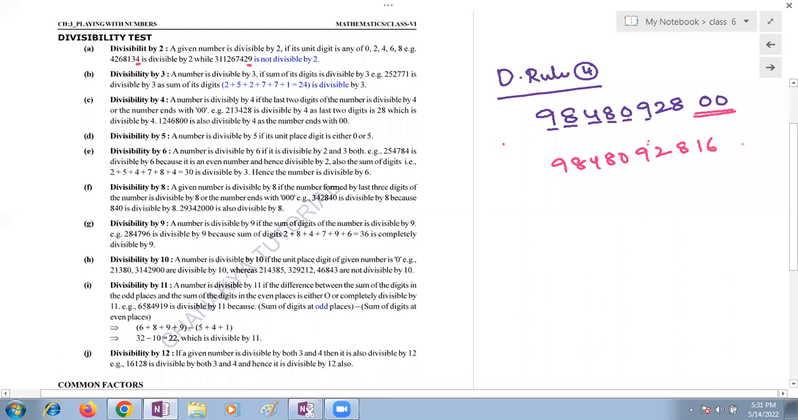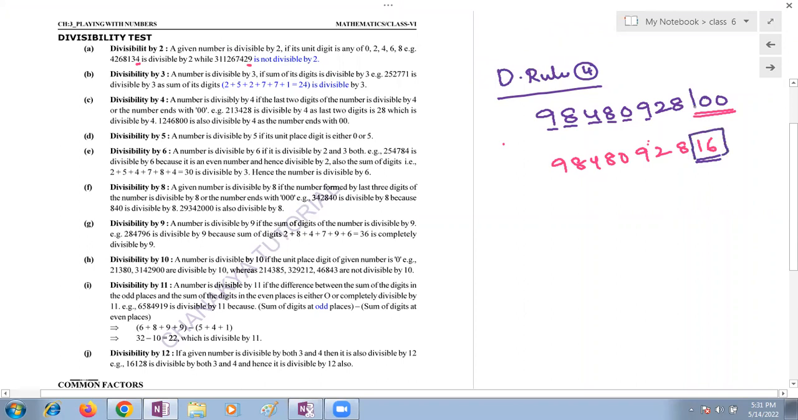Or my another phone number was 98480 9286016. In this case, what are my last two digits? 16. 16 is divisible by 4. So we can say it is divisible by 4.